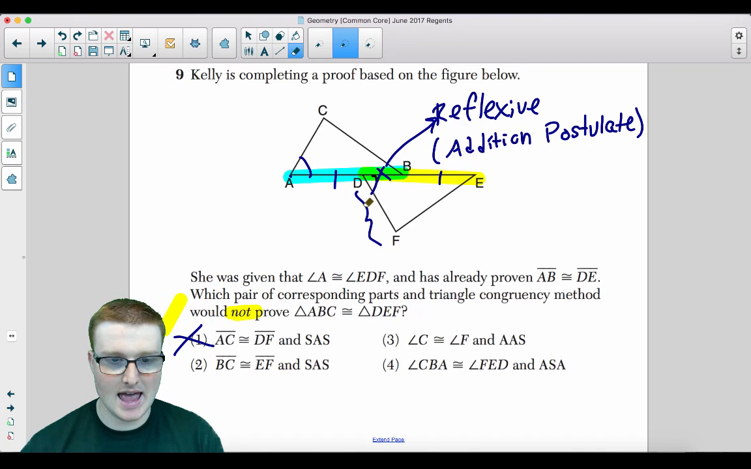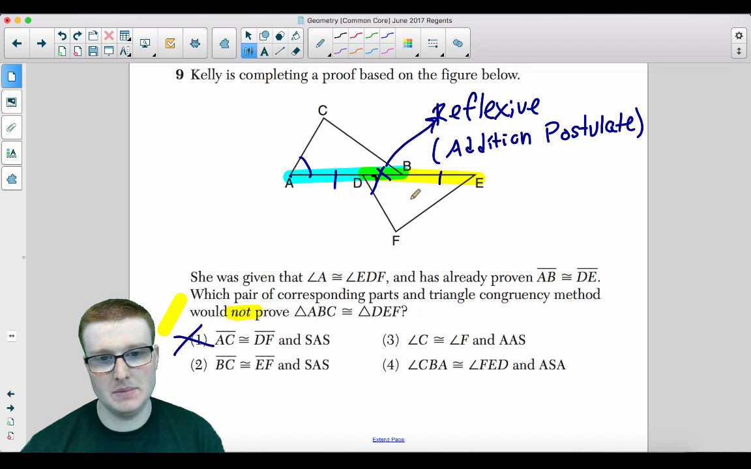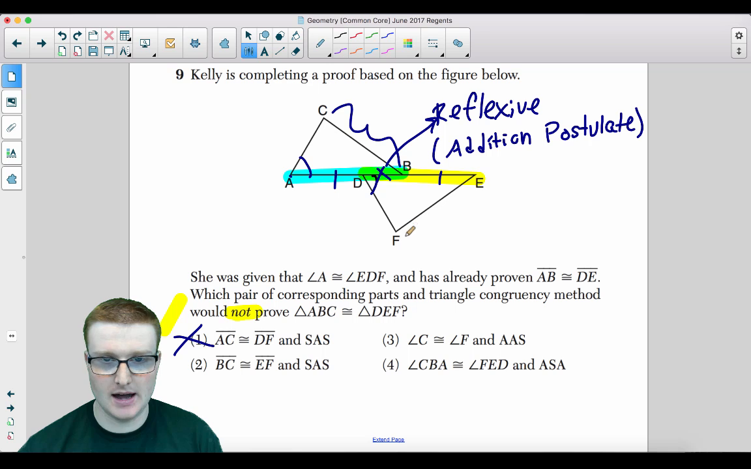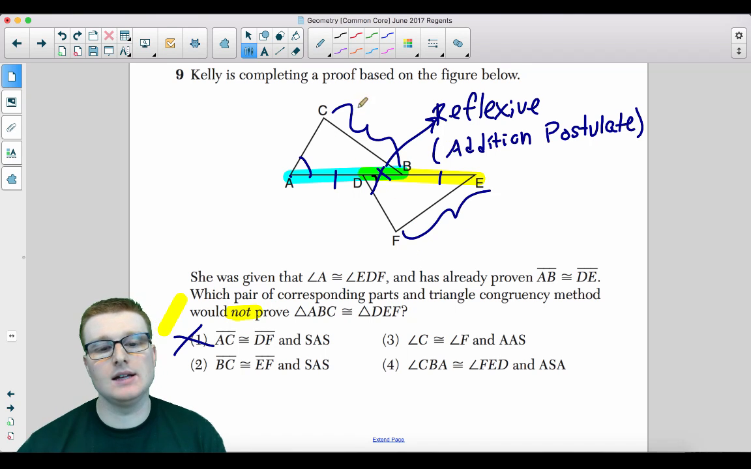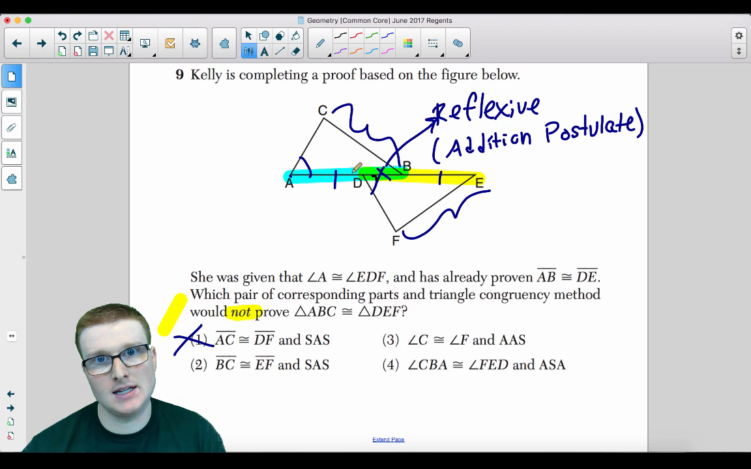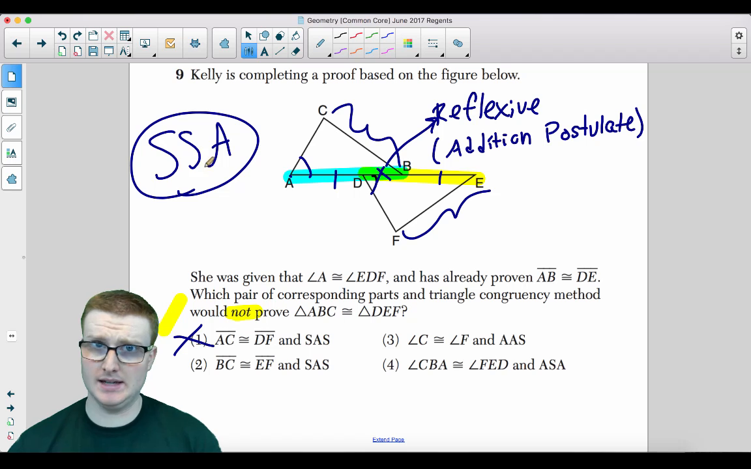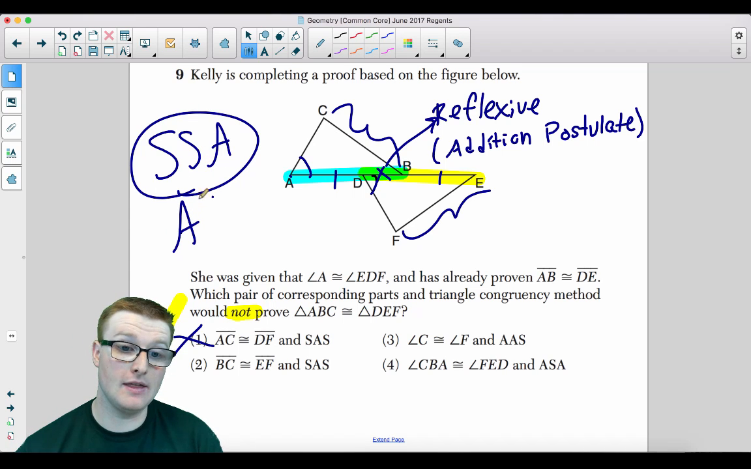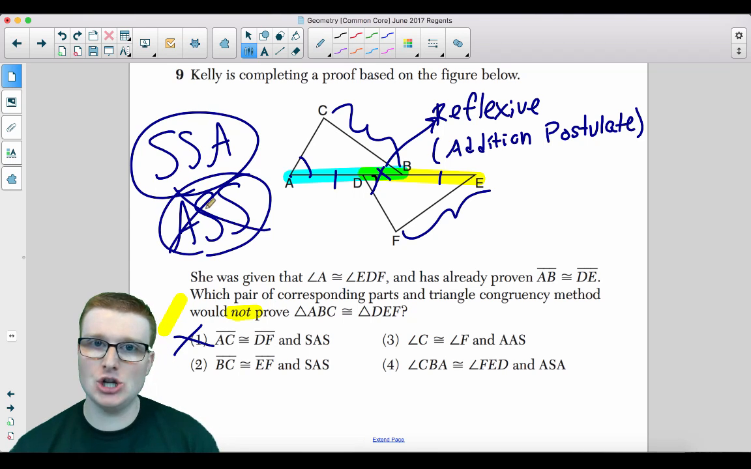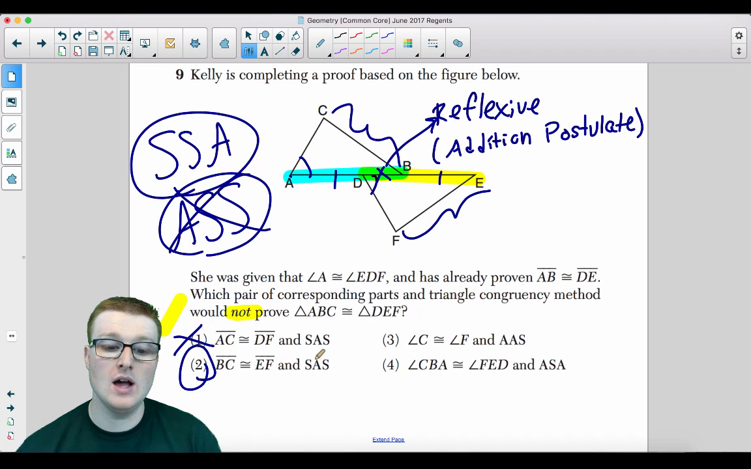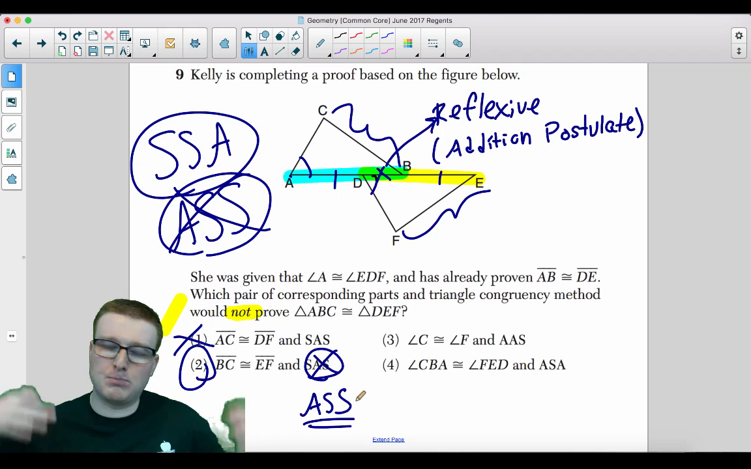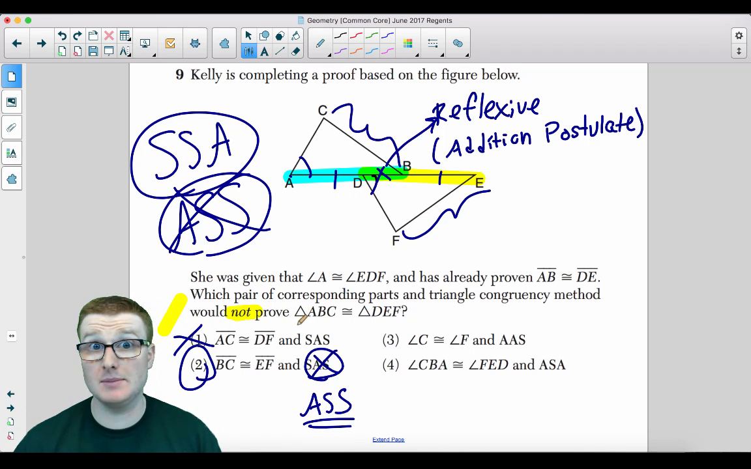BC and EF. BC, right over here, and EF by side angle side. Let's see. Side angle. Side angle. Folks, what is that? Uh-oh. That's ass. No asses in geometry class. Your answer is choice 2. That side angle side should say angle side, but we know that's not a proper way to prove two triangles congruent, so it's got to be choice 2.